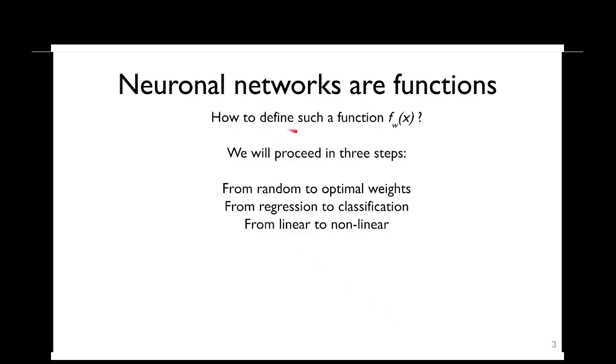So how can we define the function f_w? And we will proceed in 3 steps in doing so. And we will look at how we can move from a random assignment of weights w to an optimal assignment. We will do this in a linear regression setup. And then we will see in the second step how we turn a regression into a classification. And then we see in the third step how we move from a linear setup to a nonlinear setup. So in this lecture, we will just look at the first aspect, how we can use gradient descent to move from random to optimal weights.